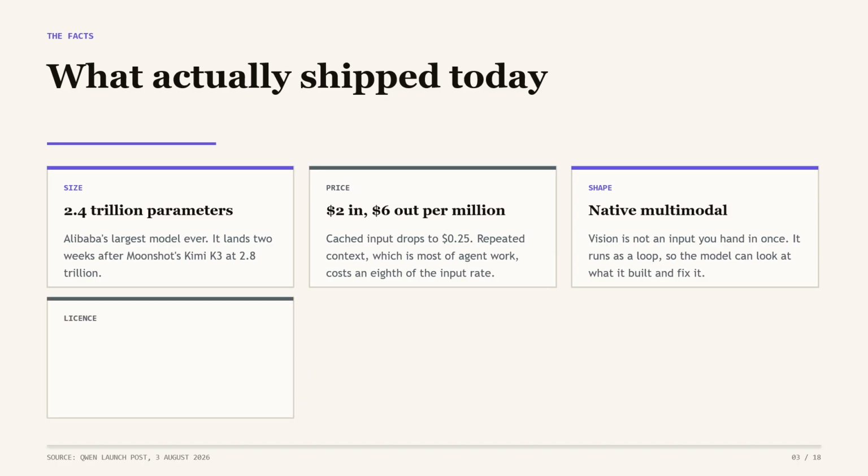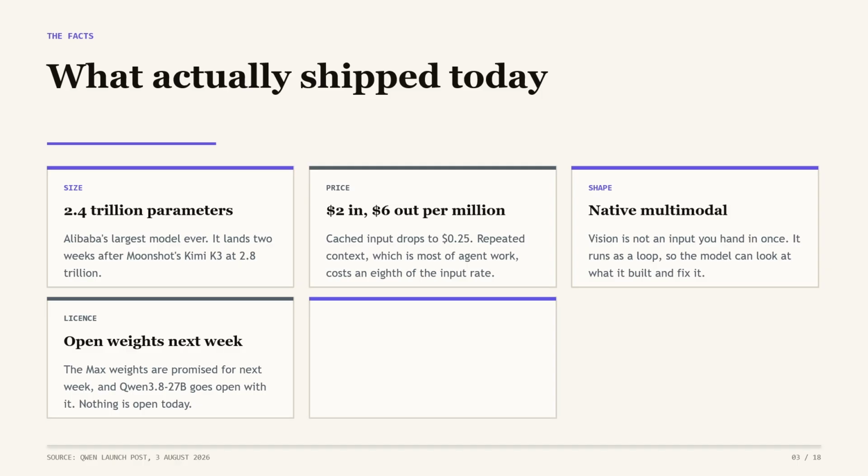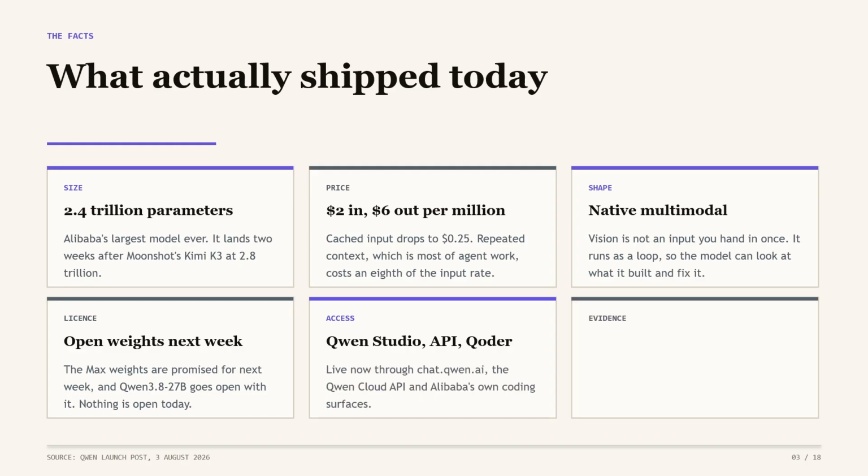Vision is built in from the start, not added later, and they say the weights go open next week. Both the big model and a smaller 27 billion version. Today, nothing is open. Next week is a promise. Keep that in mind.